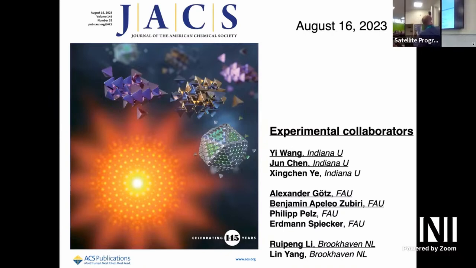There are very important experimental collaborators to whom I should give a lot of credit, because without them this work wouldn't exist. There is the group at Indiana from Xingchen Ye, a long-term collaborator. They are making these particles. We'll see these are small gold colloids, so they're really gold. Especially Yiwang and Yun Chen made the structures. At FAU in Erlangen, Germany, we have a very good electron microscopy group, and they did tomography. So I will show you some tomography data. There is especially Alexander Götz, who just finished his PhD, and Benjamin Apeleo Zubiri, a group leader.